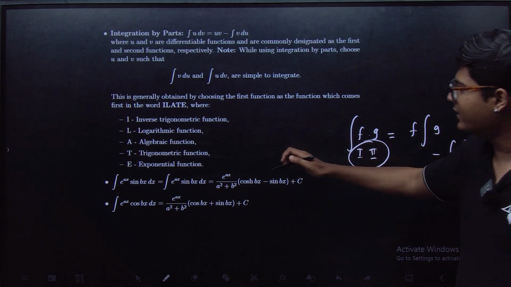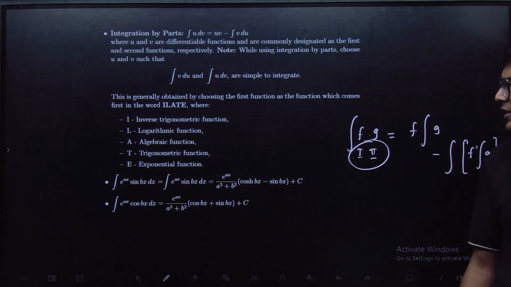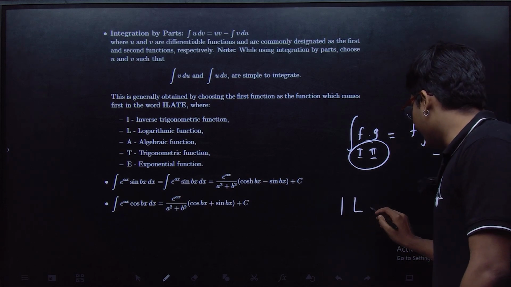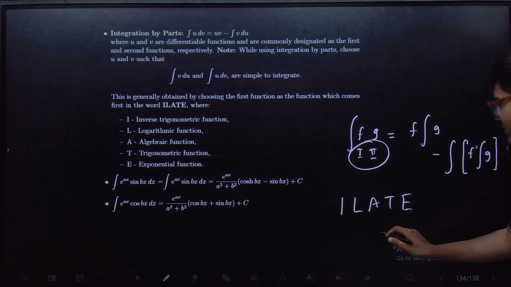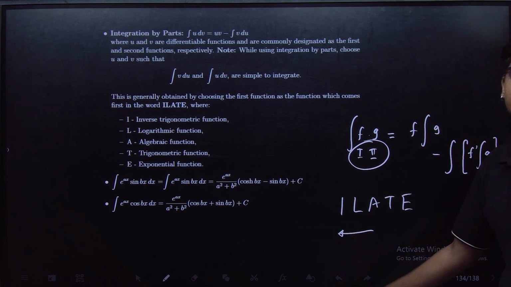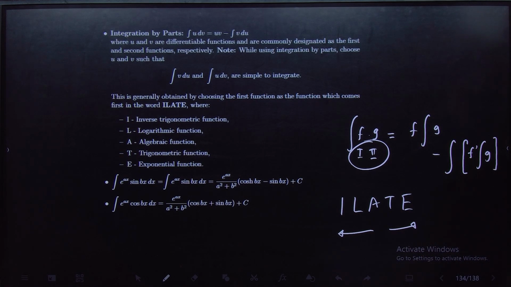So there is a rule for that, and it's known as the ILATE rule, right? Where I stands for inverse trigonometric functions, L stands for logarithmic, A stands for algebraic, T for trigonometric, and E for exponential. So basically, write down ILATE, look at the relative positions of the two functions according to this, right? The one on the left is always going to be your first function, and the one on the right is always going to be your second function, right? That's how you decide the order in which you should take the functions, okay?